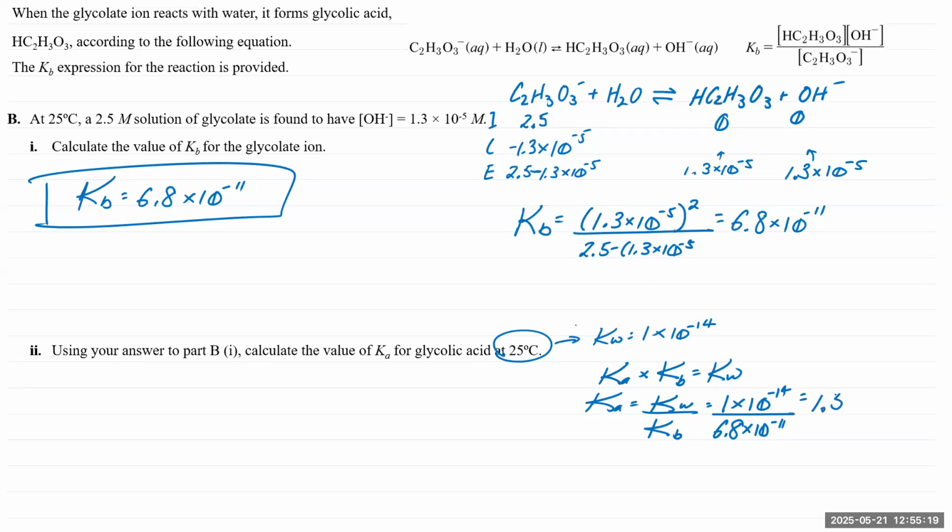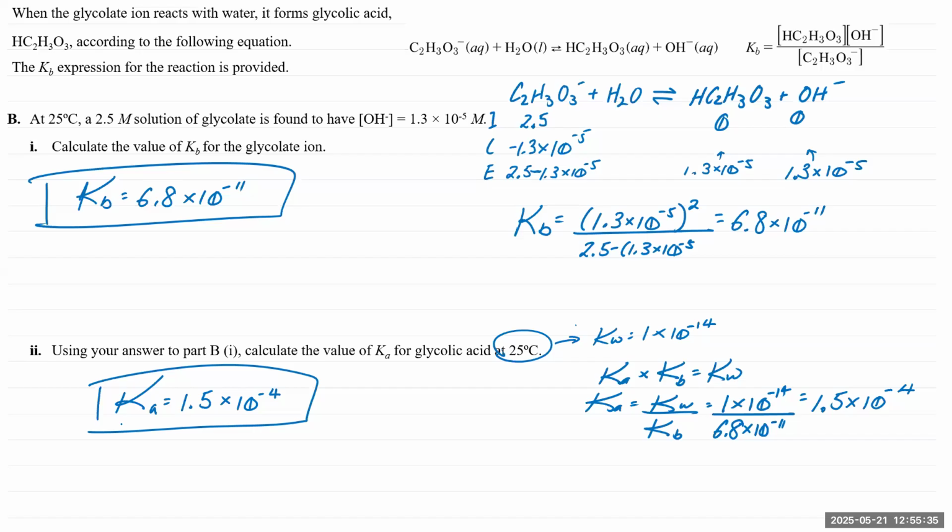It's going to be 1.5 times 10 to the minus 4. So I'm going to go over here and write that down. Ka equals 1.5 times 10 to the minus 4. Easy enough, right? Let's finish this off.